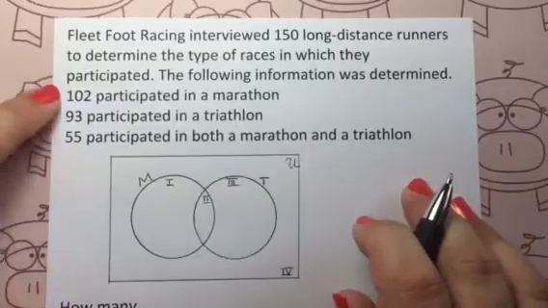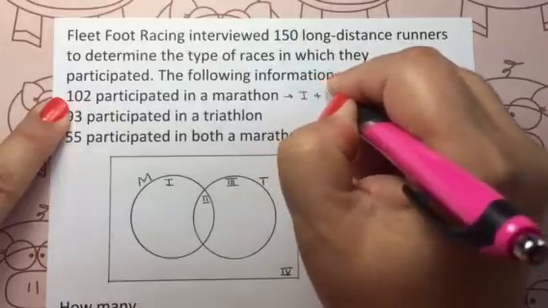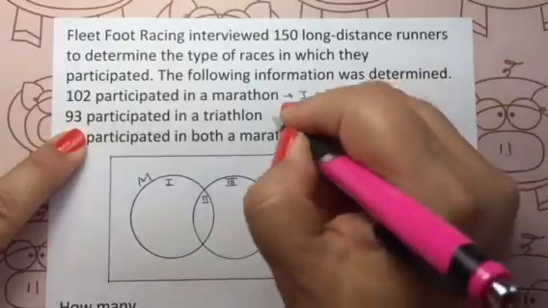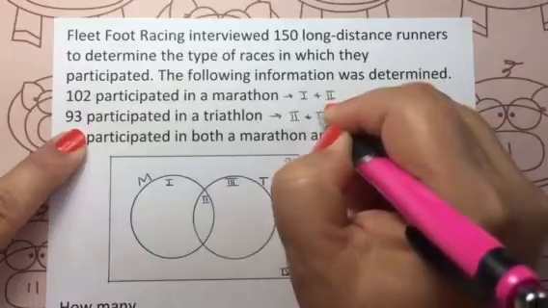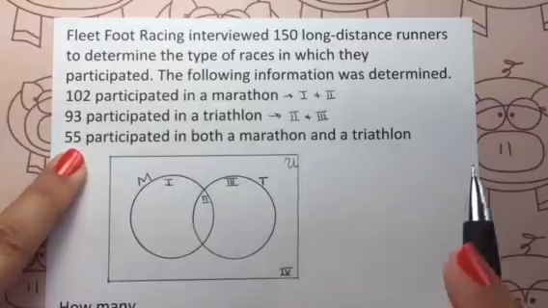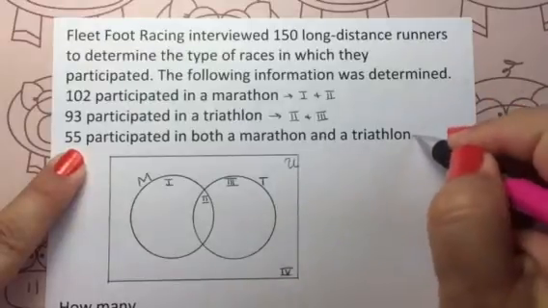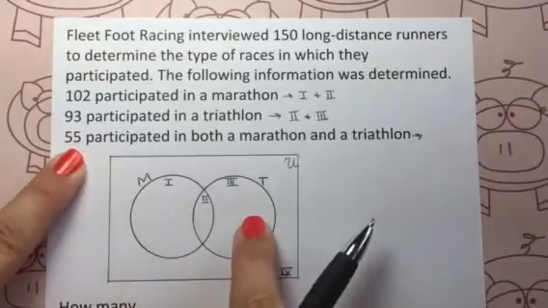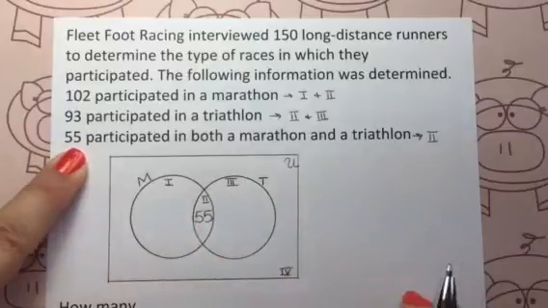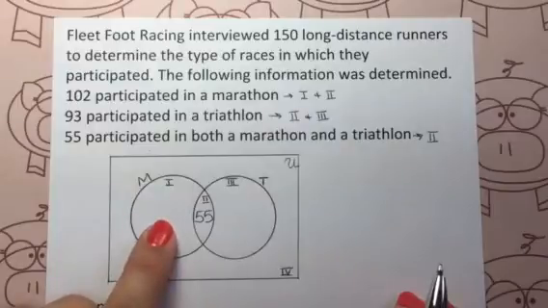And now I've noticed here that when they tell me that 102 participated in a marathon, that's regions 1 and 2. The 93 who participated in a triathlon would be regions 2 and 3, right? Because it's the whole circle. But when they say 55 participated in both marathon and triathlon, that is the intersection. Which region is the intersection of marathon and triathlon? That would be region 2. So I know that I need to put a 55 in here.